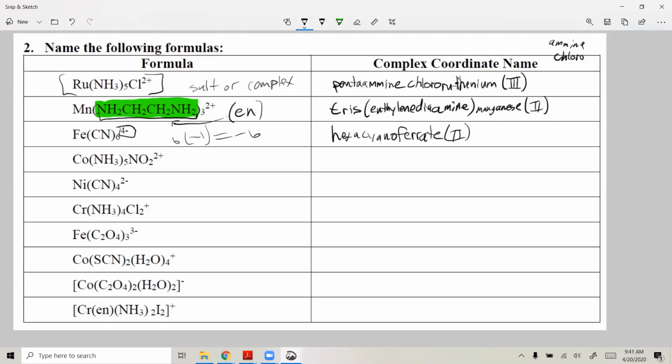We're going to do one last one, this cobalt one down here, and then we're going to move on to the second section, which is very similar to this. So go ahead and write in your name. When you're done, I'm going to create a poll because I would like to see what your answers are.